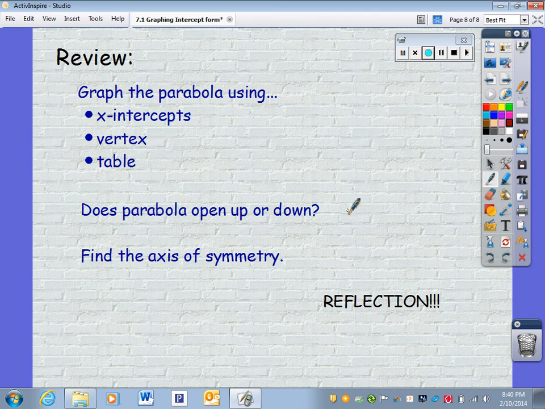Does the parabola open up or down? The decision to make when looking at the leading coefficient. And then remember, when you're finding the axis of symmetry, you're taking the x-intercepts, adding them together, and divide by 2. Please remember to complete the reflection.